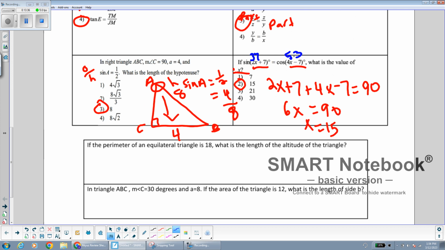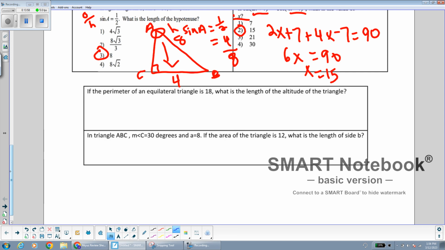And in your calculator, if you hit sine 37, I get like 0.6018. And if I hit cosine of 53, I get the same thing. I can check in my calculator to make sure that the x value that I found for the angles really does make sine and cosine equal to each other.